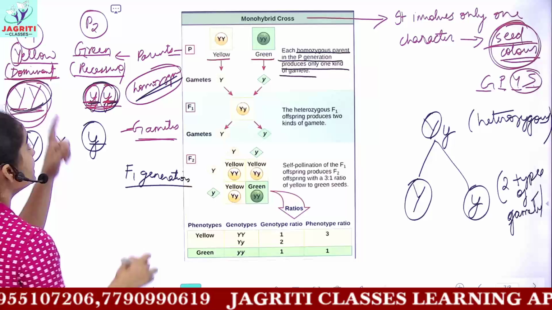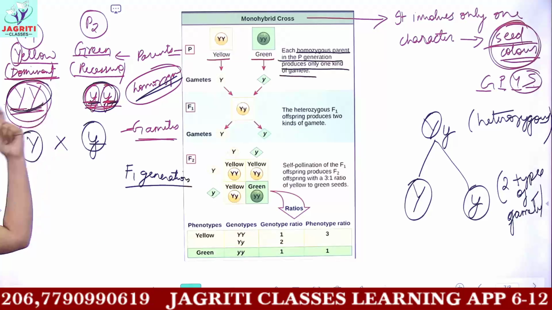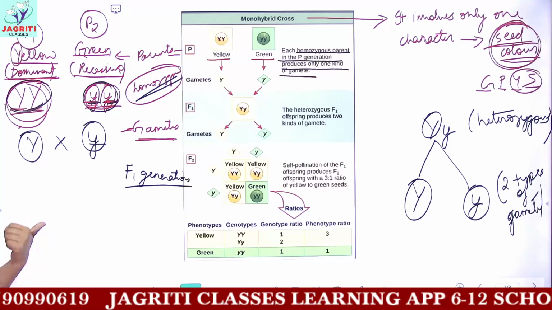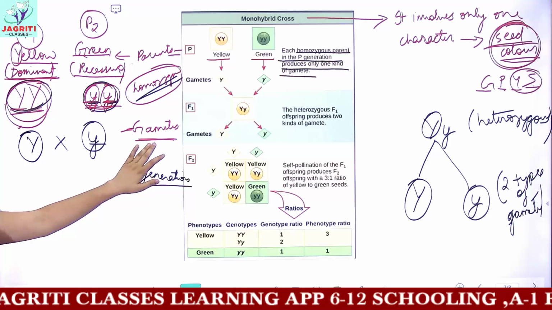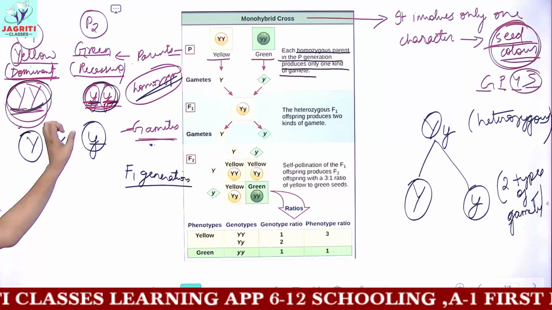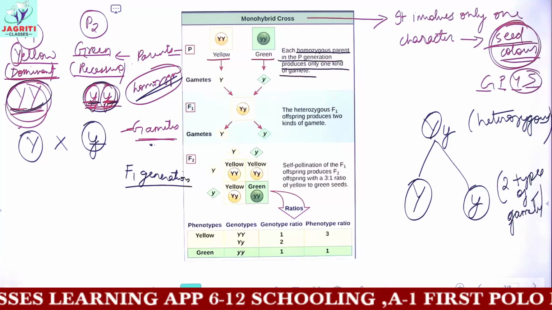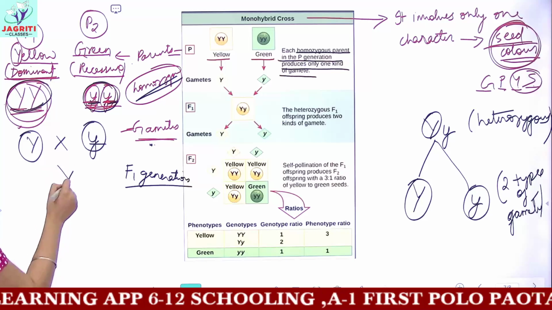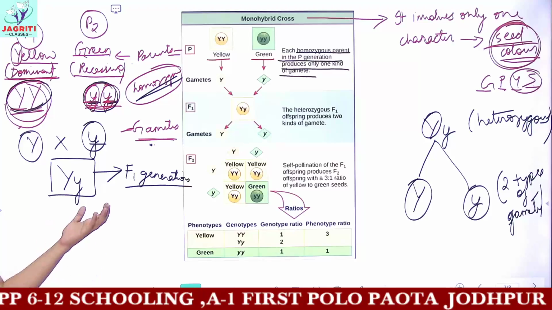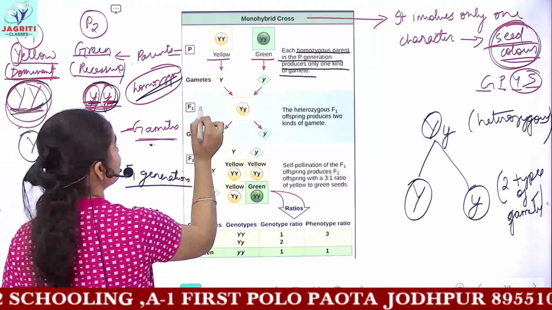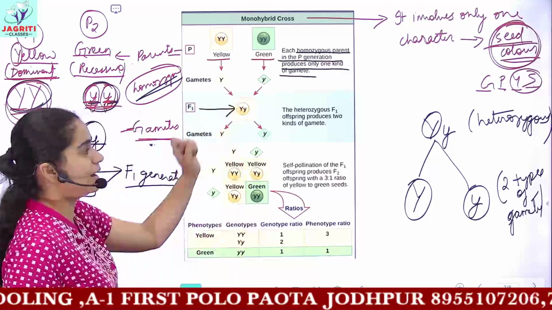Because of this mechanism, I told you the basic steps of the cross in the previous slide. What are the basic steps? First you have the parents, then you form the gametes, and then you combine the gametes to get the F1 generation. So here when I combine the gametes, I get capital Y and small y, which is the F1 generation.